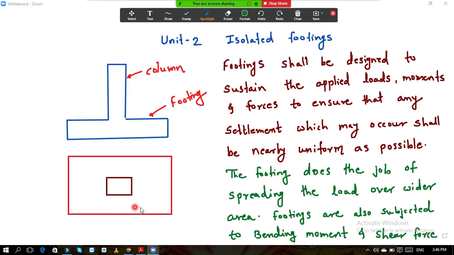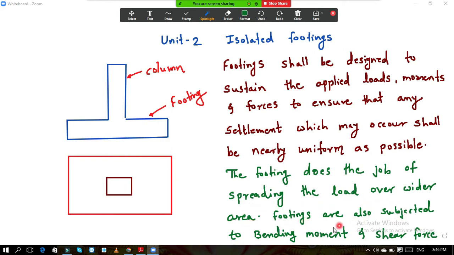Okay, that load is not concentrated in a small area. Due to the footing, it is spread over a larger area and then transferred to the soil. So the footing does the job of spreading the load over a wider area.